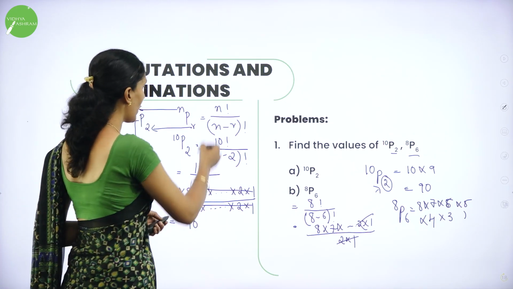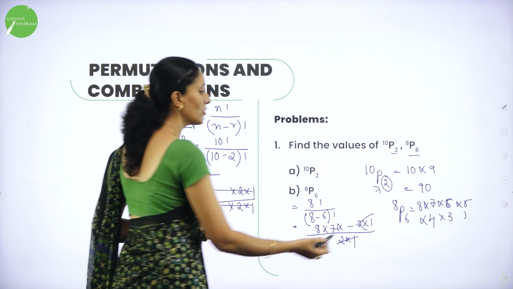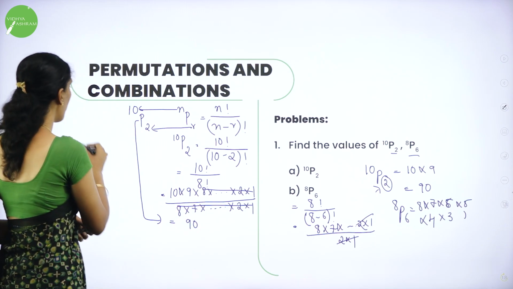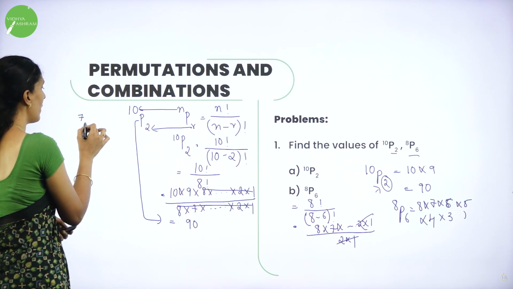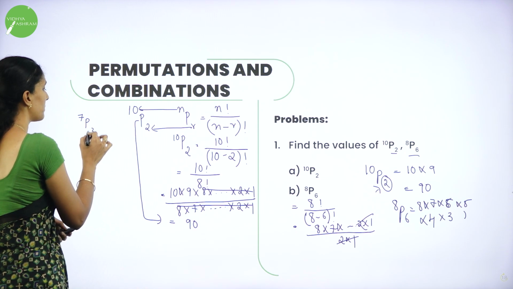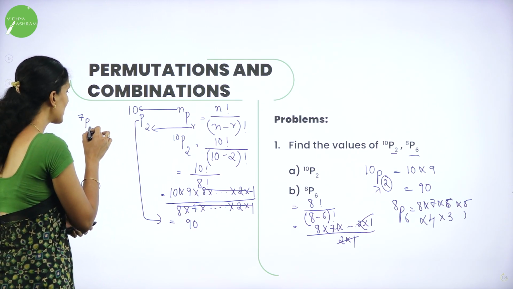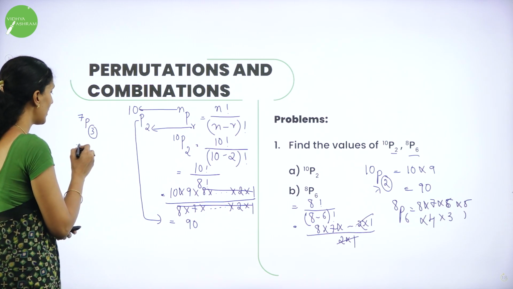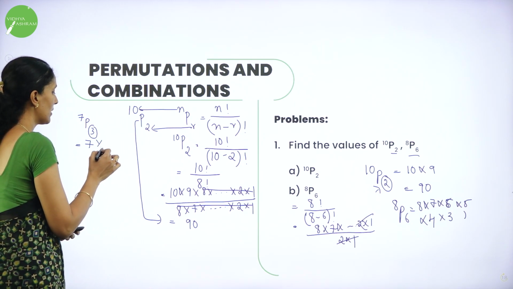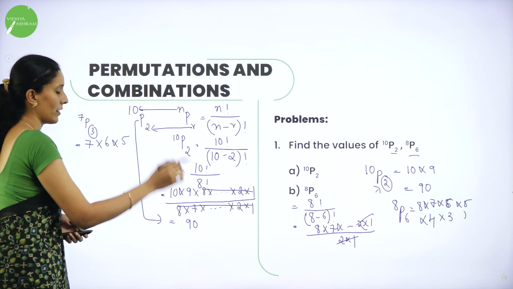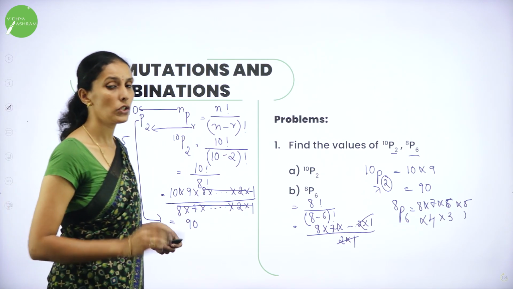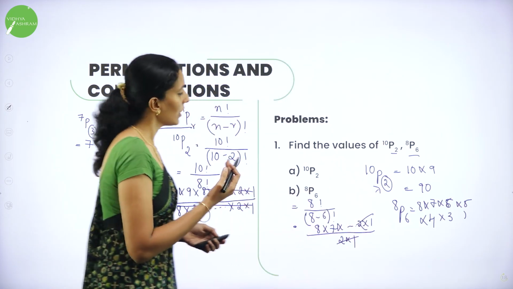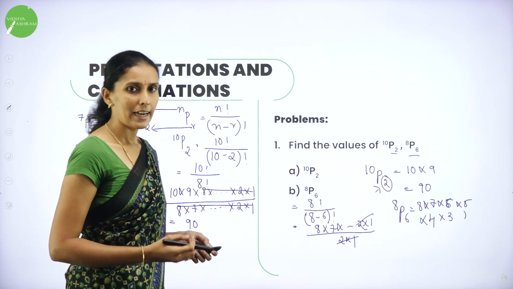Either you can do all the steps, or you can choose how many factors to write and just multiply them. For example, suppose you have 7P3. What does this 3 represent? Just write the 3 factors from 7. That is 7 into 6 into 5. So this is the answer for 7P3. Similarly, you can calculate when N and R are given.